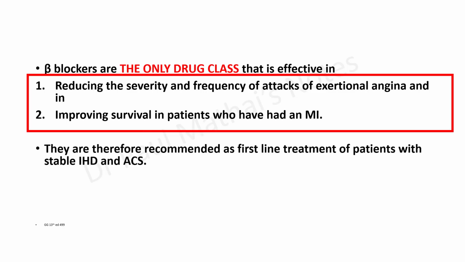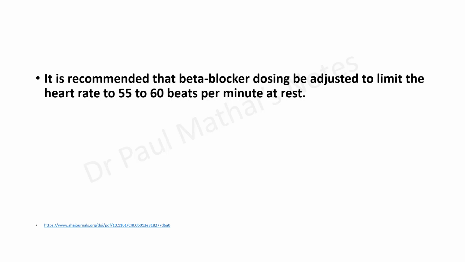They are therefore recommended as first-line treatment of patients with stable ischemic heart disease and post-acute coronary syndrome. It is recommended that the beta blocker dosing be adjusted to limit the heart rate to 55 or up to 60 beats per minute at rest.